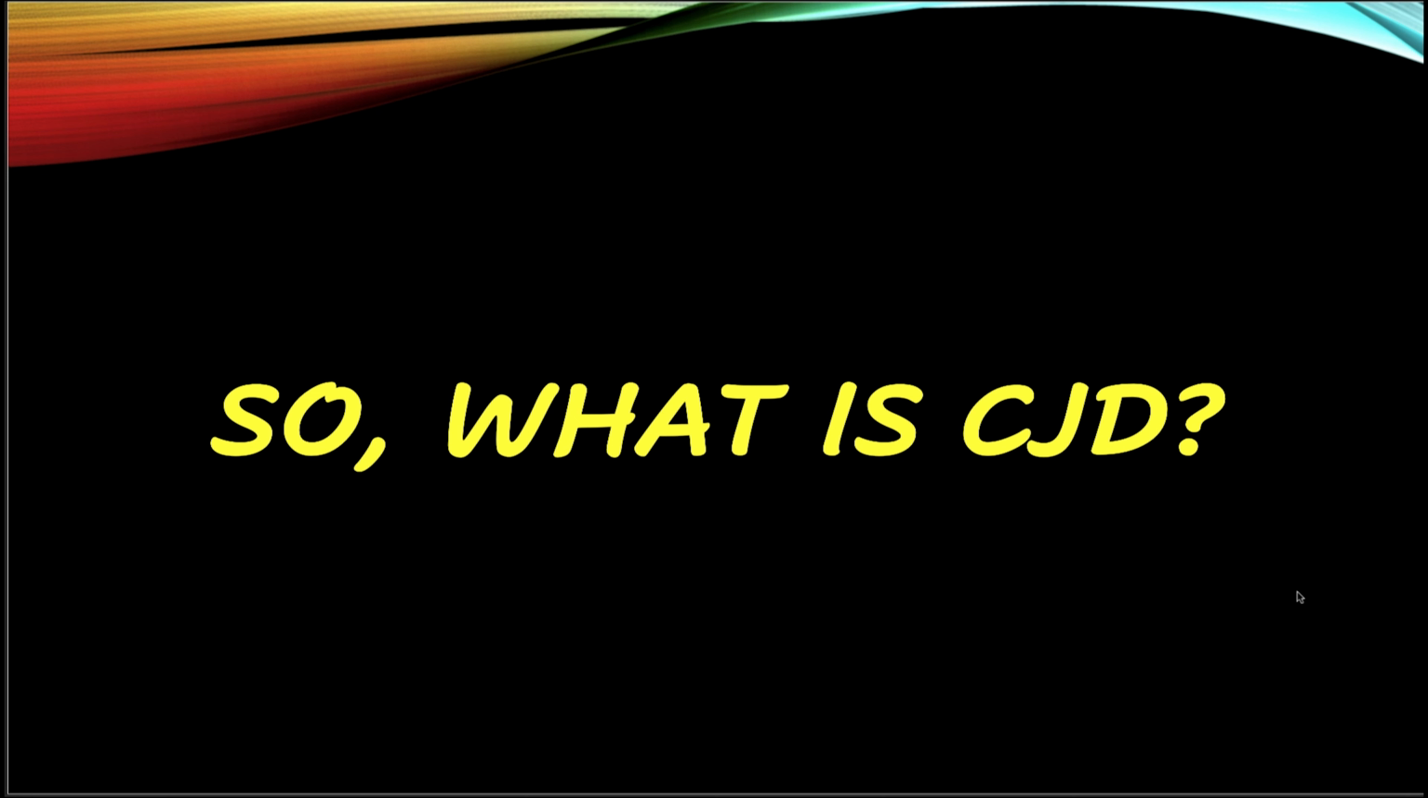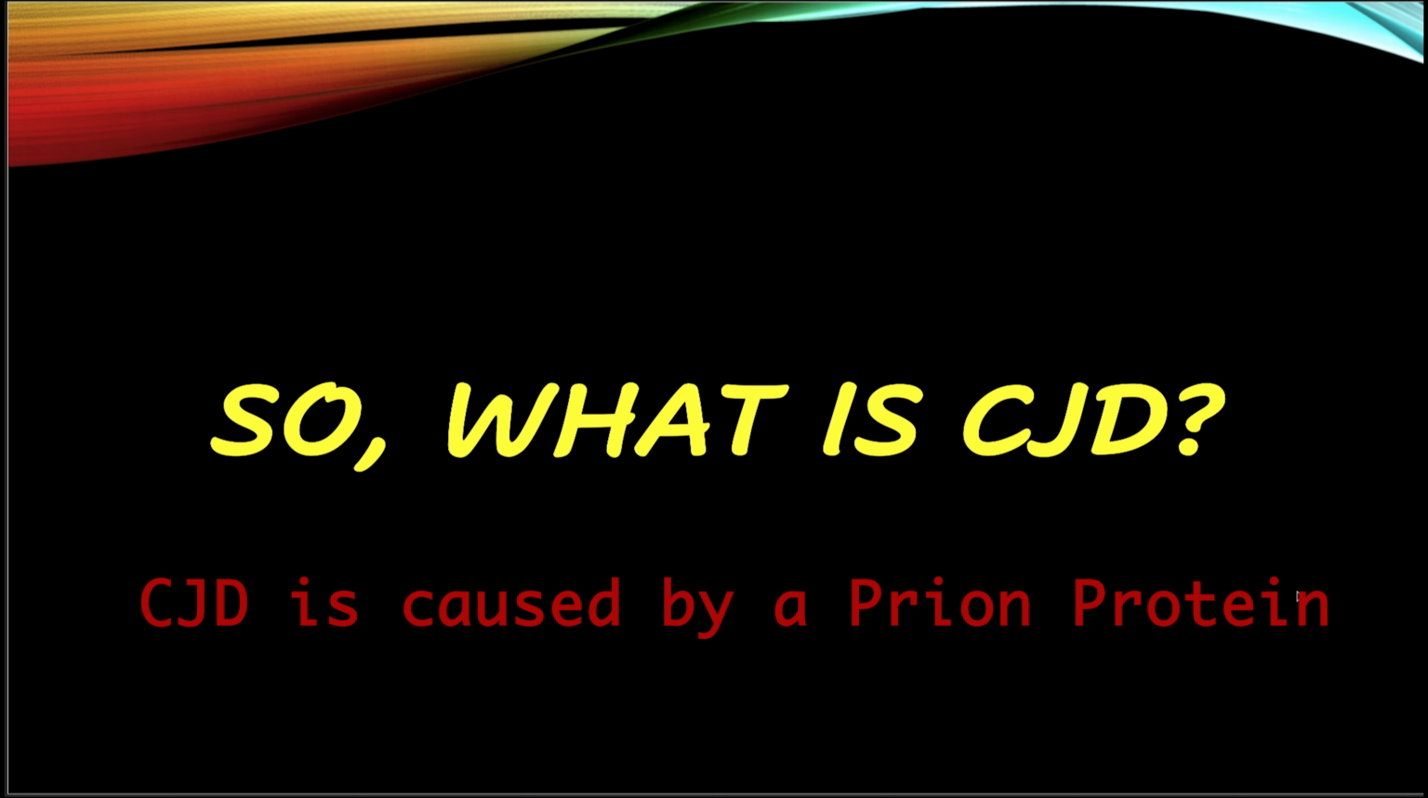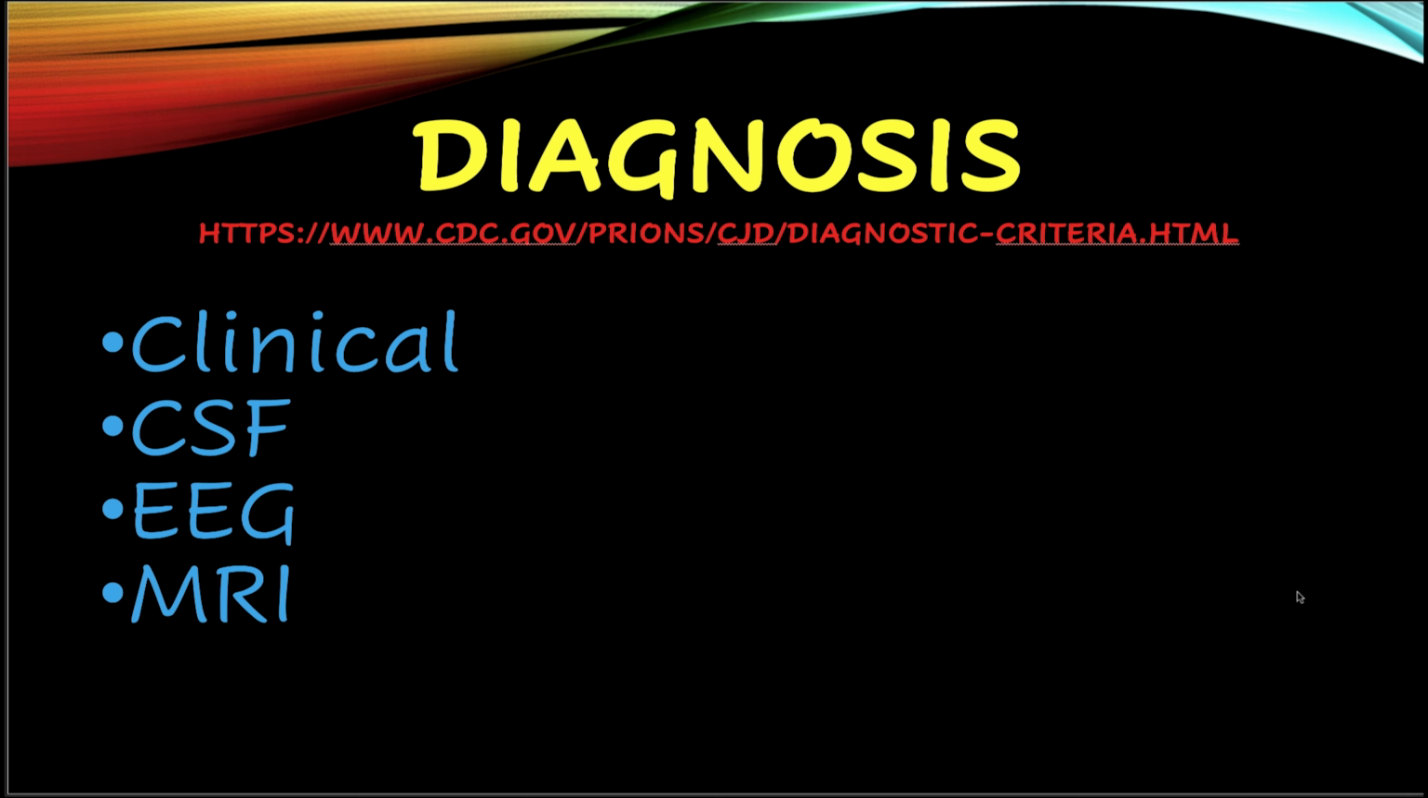So the first question is, what is CJD? This is a neurodegenerative disease that presents with rapidly progressive dementia. It is caused by an infective protein called the prion protein. In terms of diagnosis of this condition, we take clinical criteria, we look at the CSF, and there are specific findings on EEG and MRI. That's what we are going to discuss today.